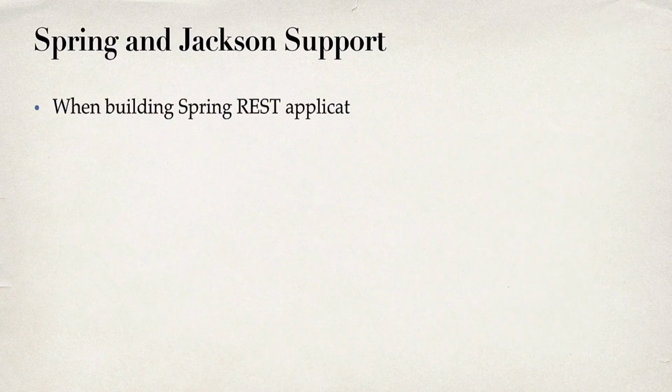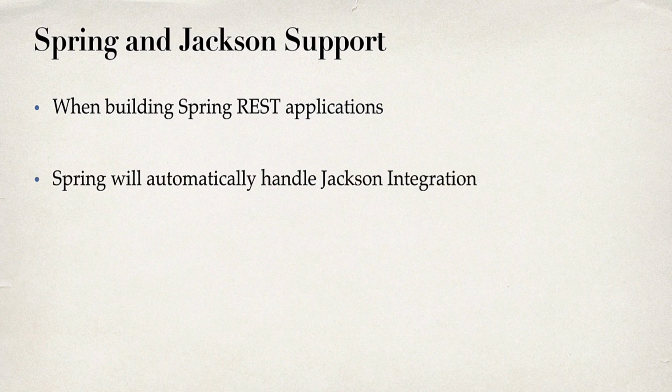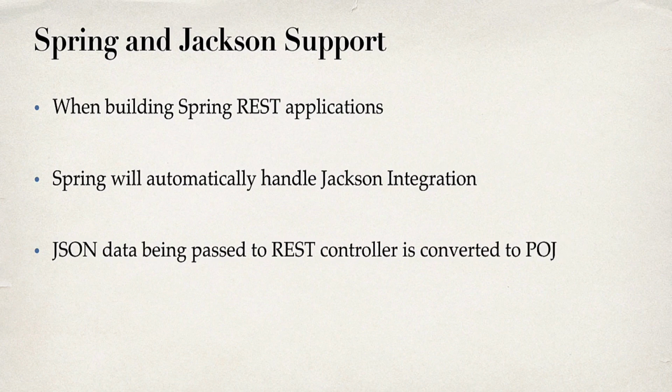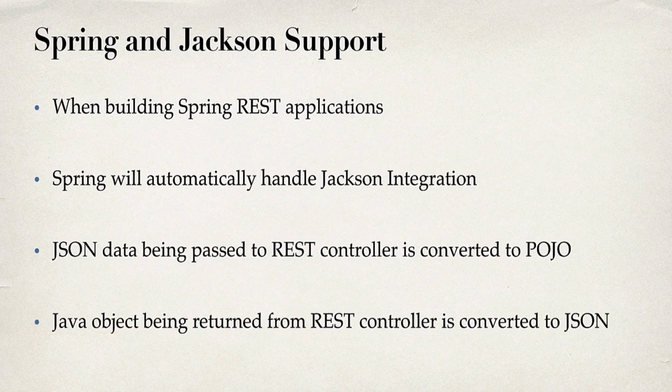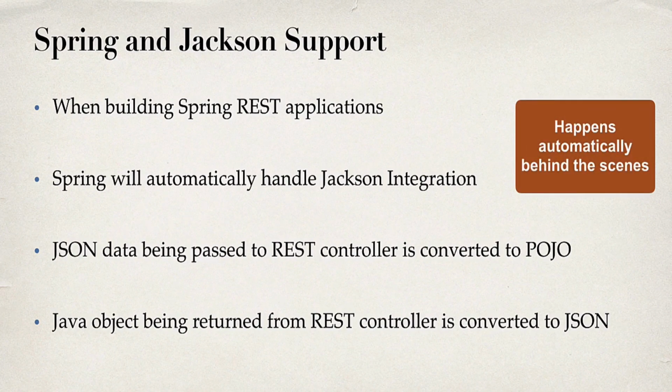Now let's look at the Spring and Jackson support. When you're building Spring REST applications, Spring will automatically handle the Jackson integration. So any JSON data that's being passed to the REST controller is automatically converted to a POJO. And also any Java object that's being returned from a REST controller is converted to JSON using the Jackson project. And again, all of this happens automatically behind the scenes thanks to the integration between Spring and Jackson.